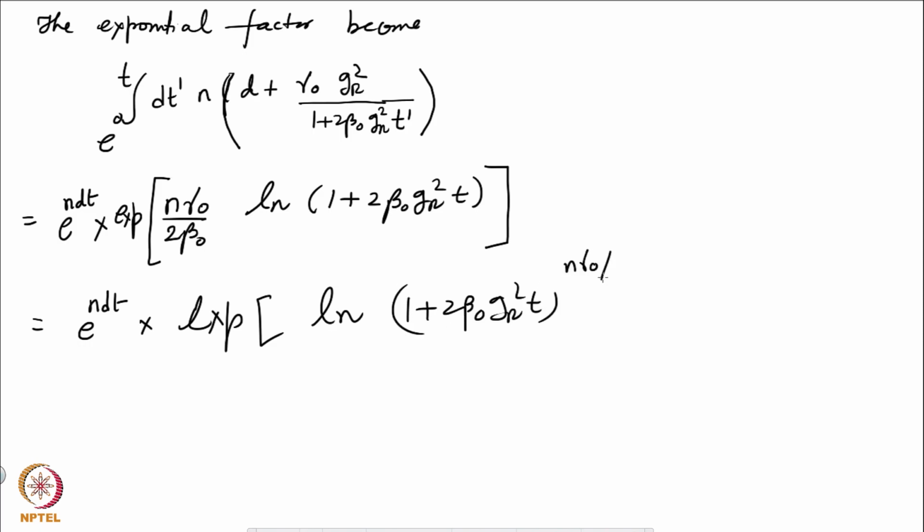This is n gamma naught over 2 beta naught. Okay, so this is exponential, so I get e to the t power nd. That is what you had seen earlier. This is the factor you get from naive dimensional analysis. Okay, and then you see this is in the asymptotically free theory.